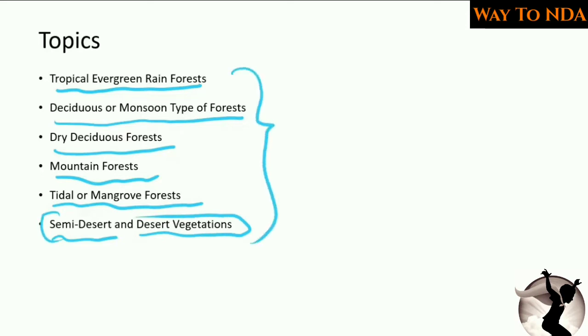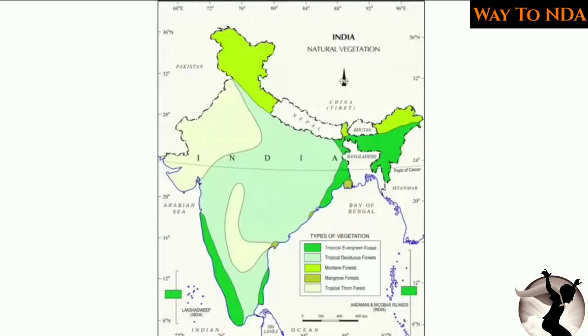So first let's study about the tropical evergreen rainforest. The tropical evergreen rainforest you will find in this area, the shaded portion, if you can see. This portion shaded by green color is where you will find the tropical evergreen rainforest in India. Mainly you will find it in the northeast and then in the Western Ghats also.